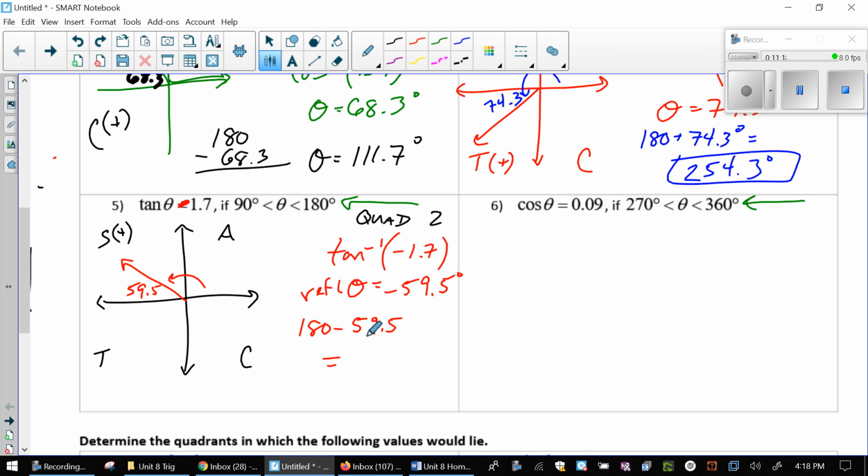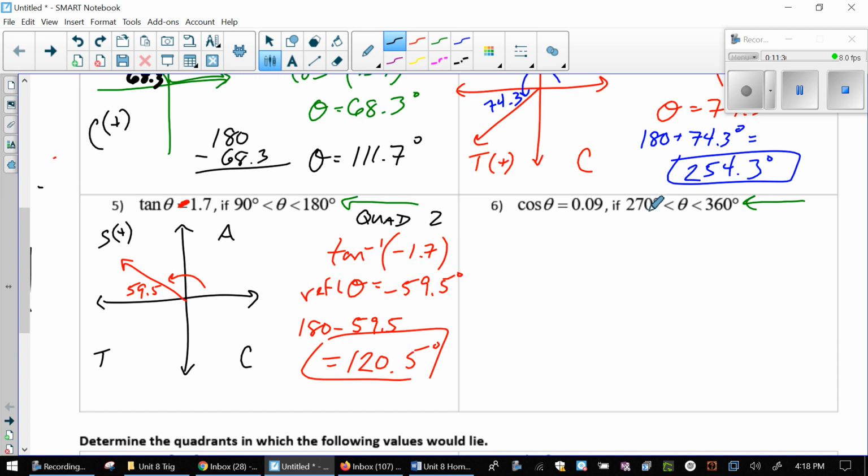And we get 180, sorry, calculator issues, 180 minus 59.5, and we get 120.5 degrees for our final answer. All right, and let's do one more with cosine here.